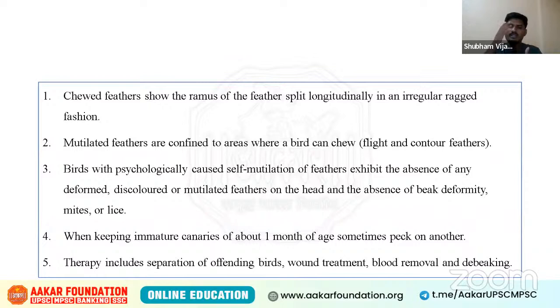When keeping immature canaries of about 1 month of age, sometimes they pick on others. What therapy should there be? There is separation of the offending birds. If they are kept together, they will prick each other, that's why there should be separation of birds. If a bacterial cause is there, a viral cause is there, or any wound is there, first of all remove that primary cause and clean the blood-stained area. And de-beaking is the best method to prevent this.